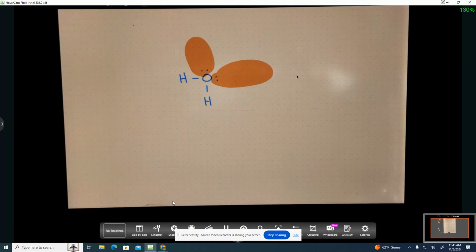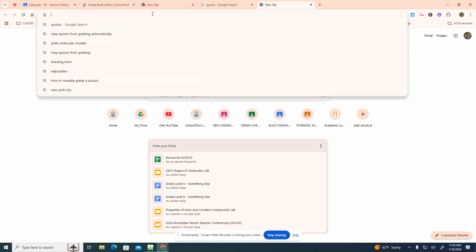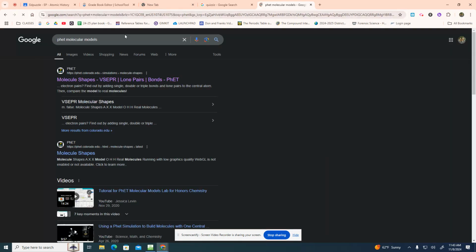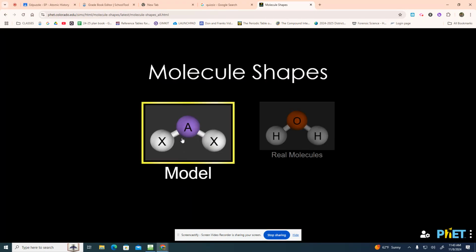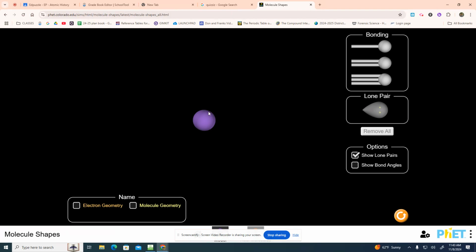So let's pretend this is a water molecule. There's a non-bonding pair of electrons right here, and there's a non-bonding pair of electrons right here. It's harder to see on this little model. Let's pull up this thing, and this will show you. Remove everything. This is the oxygen. See this purple one right here? Let's put two atoms on the outside, hydrogen and hydrogen.